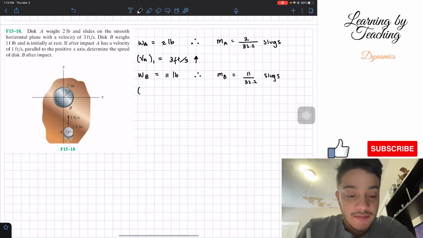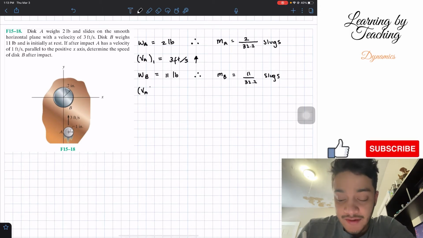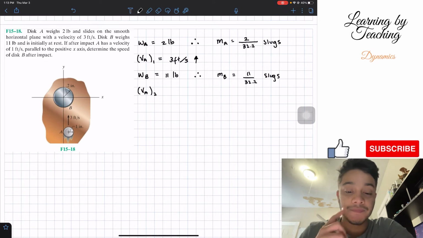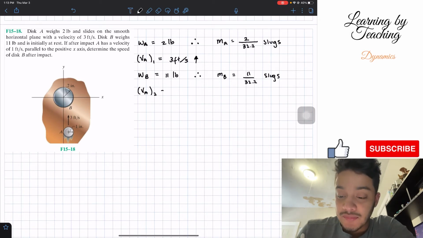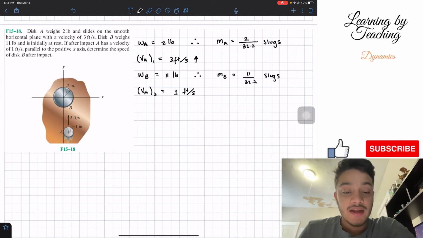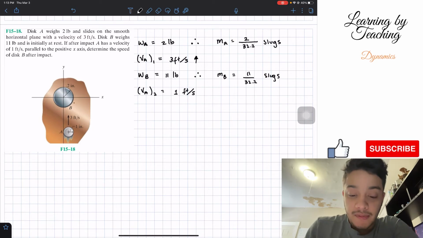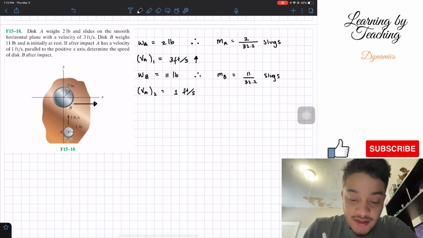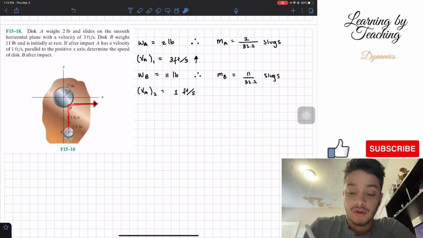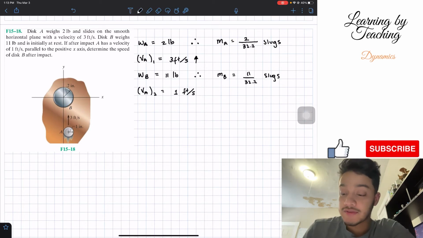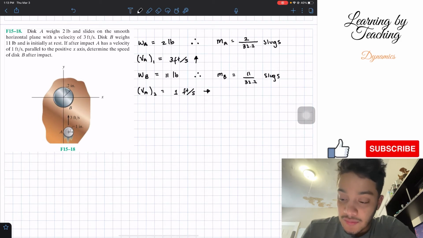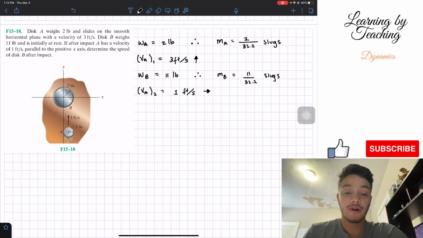And the last thing they're giving me is that the velocity of A after this impact is going to be equal to 1 feet per second. And notice that they're saying it's parallel to the positive x-axis. Well, parallel means that it looks like this, and to the positive x-axis, it makes sense that my disc B will do something like that. After hitting in here, it will have a final velocity, and it kind of makes sense, so I'm going to put an arrow representing that totally horizontal to the right.